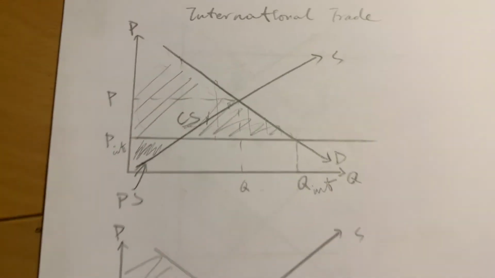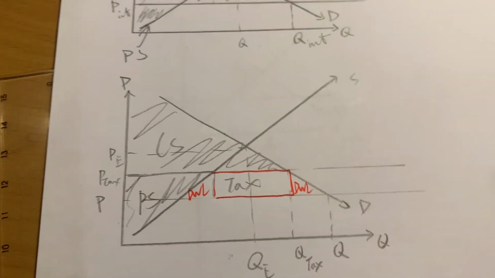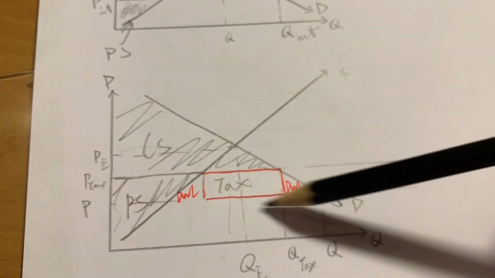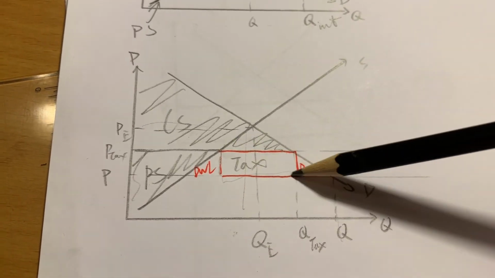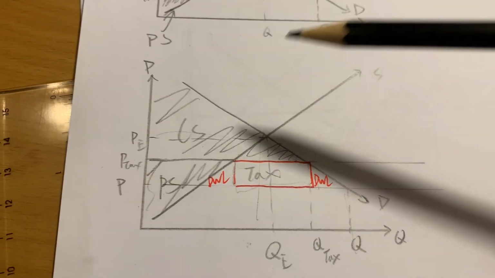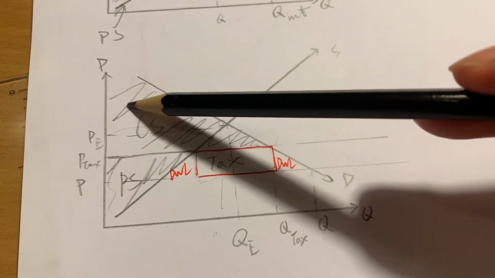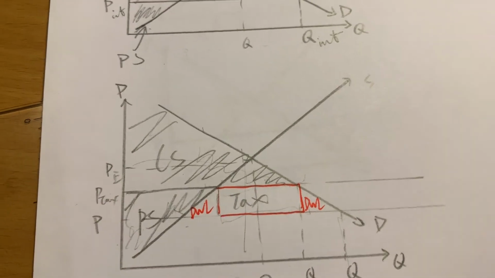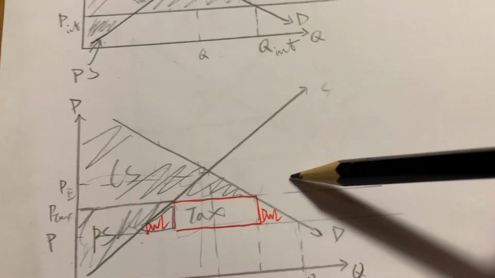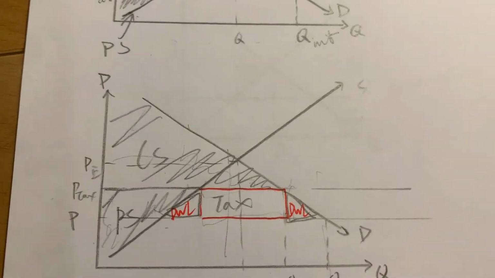So also, if the government imposes a tax on international trade, still equilibrium, still international price, but after the government puts a tax on it, this red box will be the tax revenue. This triangle will be the consumer surplus, and this triangle, which is higher than the first one, will be the producer surplus. And this small triangle, also this small triangle, will be the deadweight loss, because the trade could have happened, but it didn't happen.